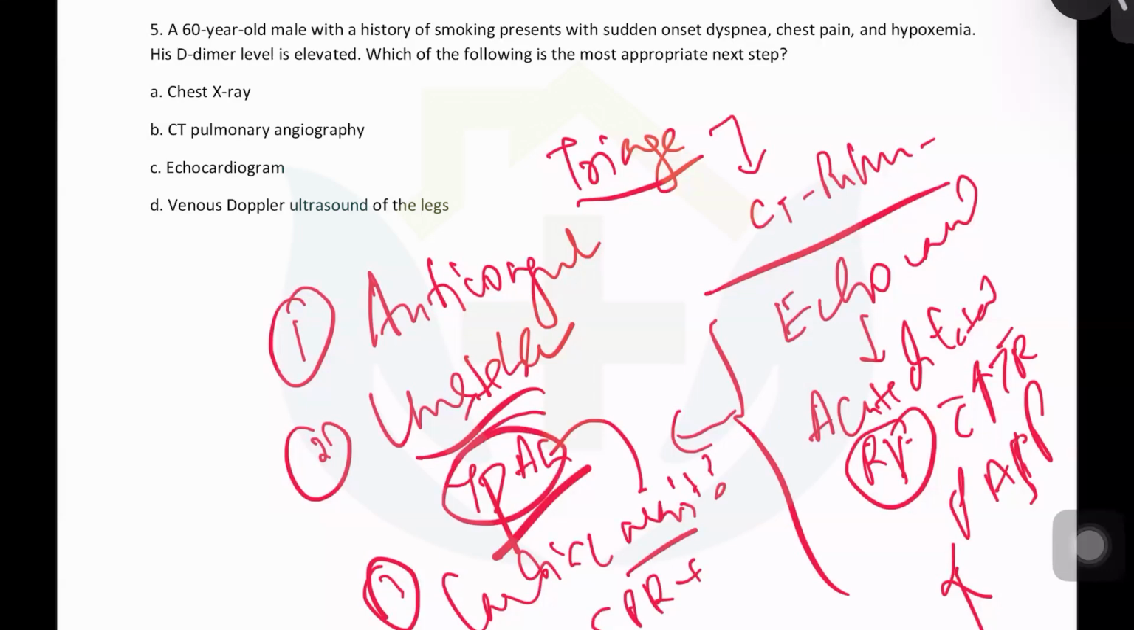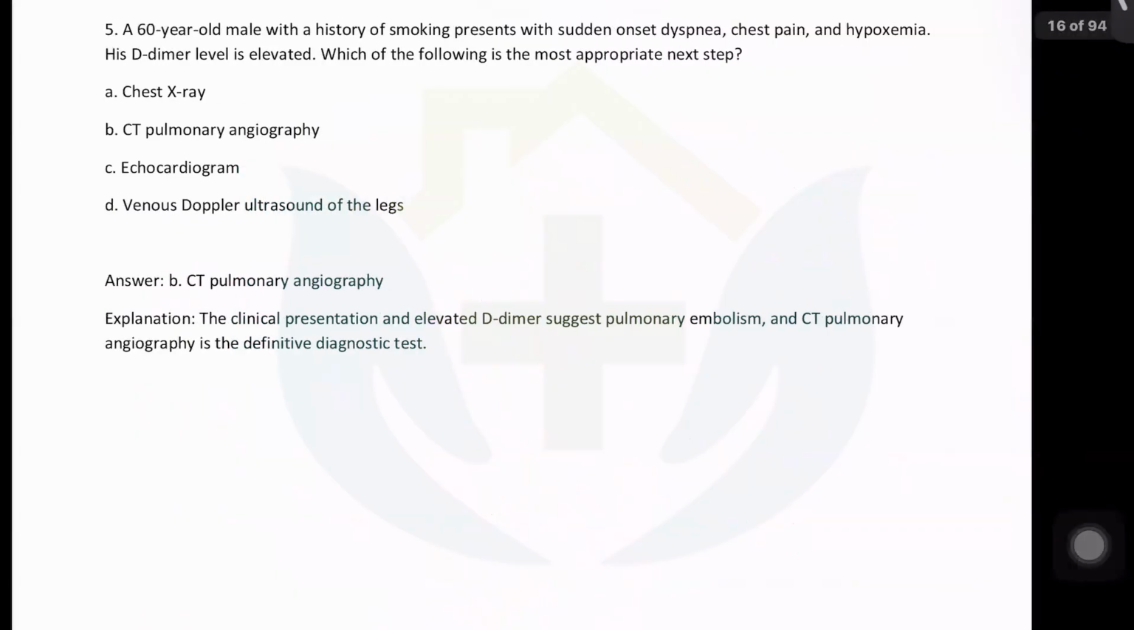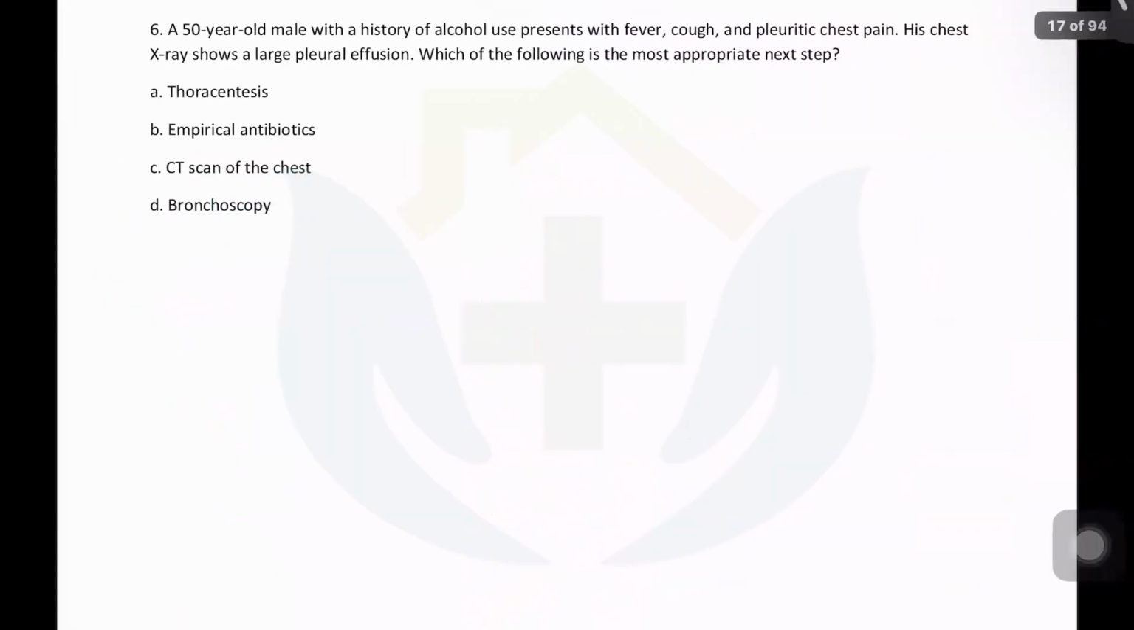TPA. CPR plus TPA. So in that situation, you will still give them TPA as a last resort, because sometimes when you give TPA, the CPR will become effective. If you do not give TPA, no matter how much CPR you do, if there is a saddle thrombus in the pulmonary artery, nothing is going to come out of it. Because of the obstruction. This is pulmonary embolism.